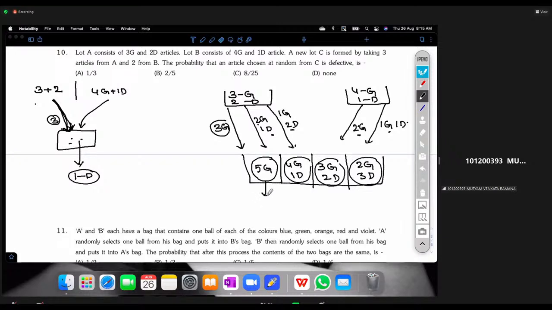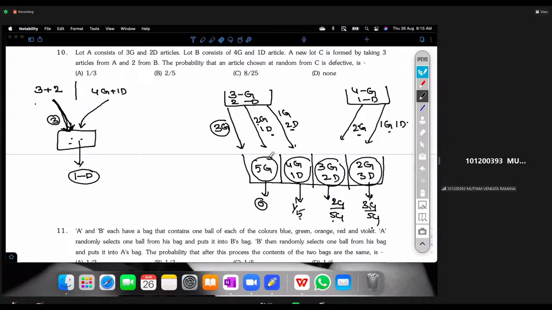Now from here, selecting a defective piece is 0. From here, selecting a defective piece is 1 out of 5. From here, selecting a defective piece is 2C1 by 5C1. Selecting a defective piece is 3C1 by 5C1. Or 3 by 5, 2 by 5, 1 by 5.